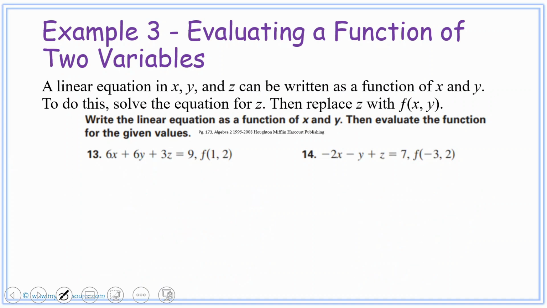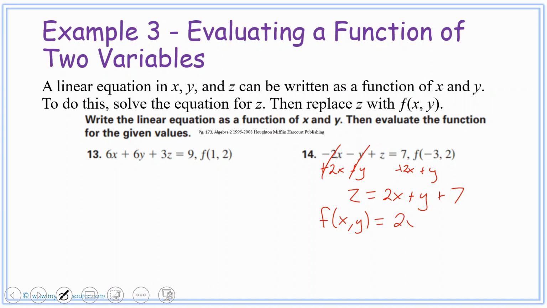All right, so let's do number 14 just to make sure we truly understand it. Remember, the first step is just to solve for z. So solving for z, just in one step, we could bring everything over, plus 2x and plus the positive y. Cancels on that side, we have a positive z. Then we're going to have positive 2x plus a positive y plus 7. We're technically done. We just need to rewrite that z with f of x, y to say that it now represents a function of x and y.